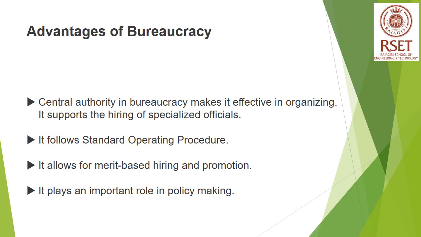Another advantage of bureaucracy is that it allows for merit-based hiring and promotion. That is, for a non-elective member of a government agency, he or she should be qualified and pass the qualifying exams to be employed or appointed, as well as climb the hierarchy. This means that whoever is appointed has the knowledge and skills to handle the job. No one will be considered simply because he or she is a relative or a friend of a high-ranking official in the agency. Another advantage is that it plays an important role in policy making, and it follows standard operating procedures.